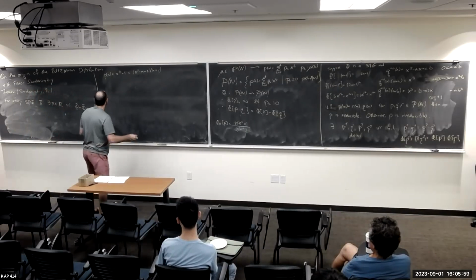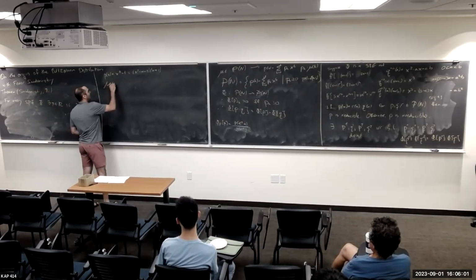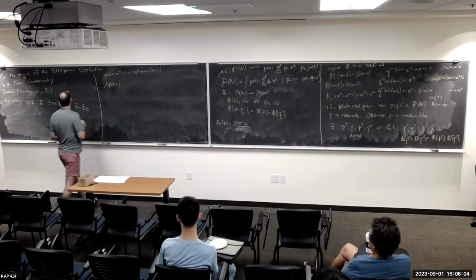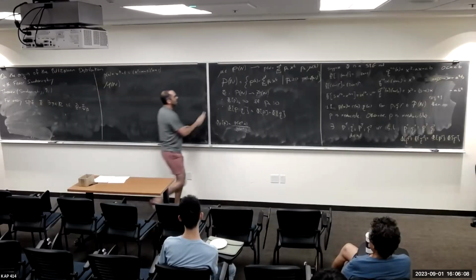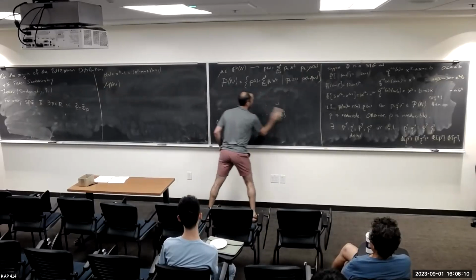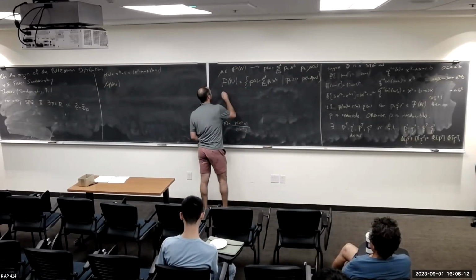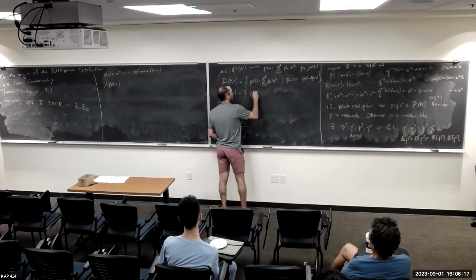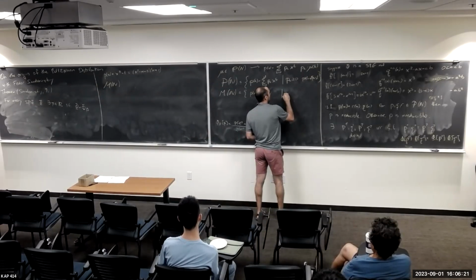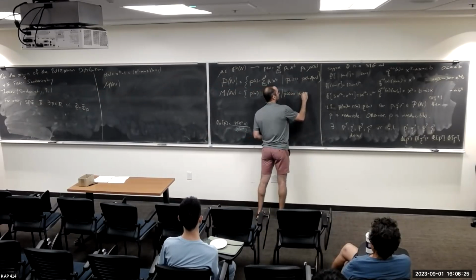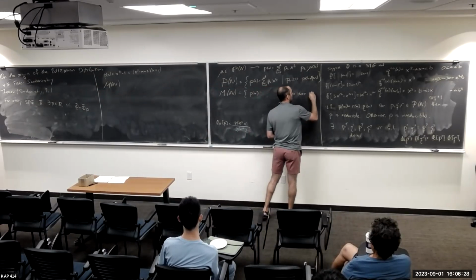And this is going to be the following. I'm going to define M of N as the set of all polynomials such that p of x is greater than 0 for all x greater than 0, and p of 1 is equal to 1.